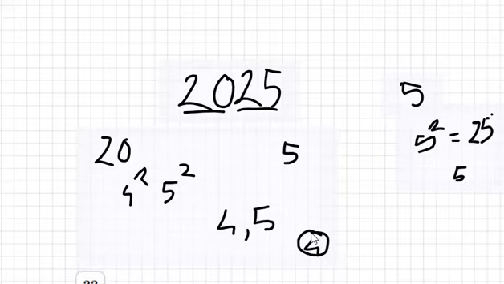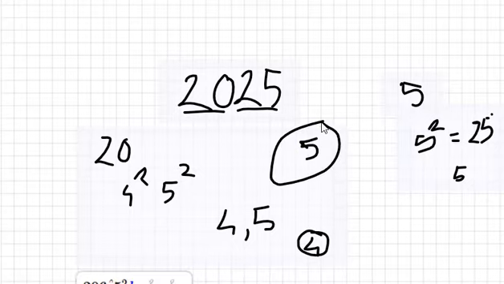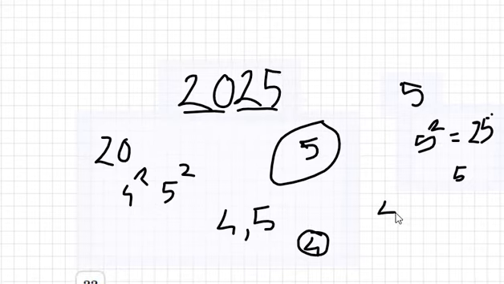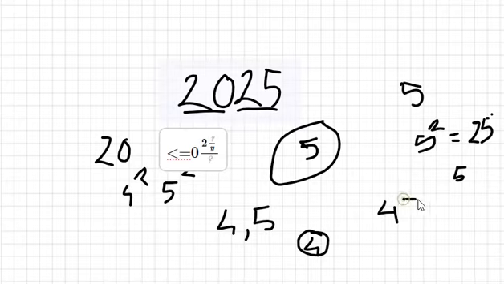So now we have the tens digit as 4 and the unit digit as 5. We have got the unit digit of the square root of 2025 as 5, and the tens digit as 4. This means that the square root of 2025 is 45.